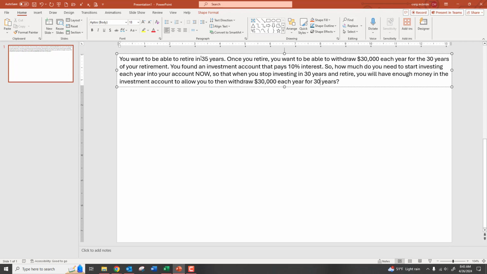Now, you found an investment that's going to pay you a certain amount of interest. For this example, we're going to say 10%. And then the big question is, how much do you need to start investing now each year into this account so that when you retire, when you're done putting money in, there's going to be enough money left in that investment account, still earning that 10% interest annually, that will allow you to then start withdrawing that $30,000 each year for the next 30 years.